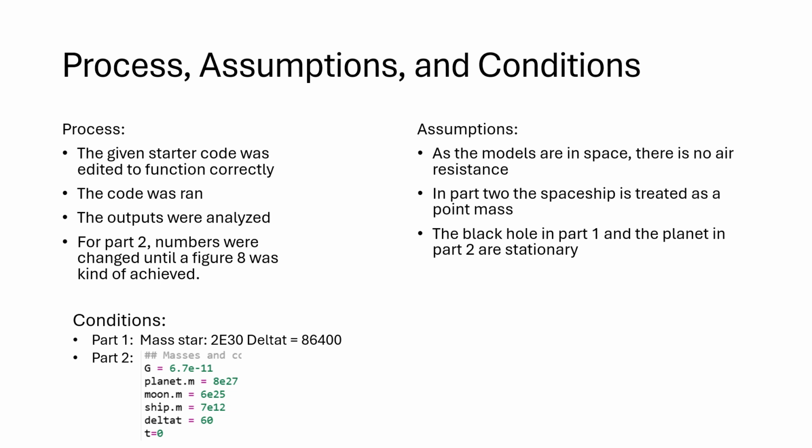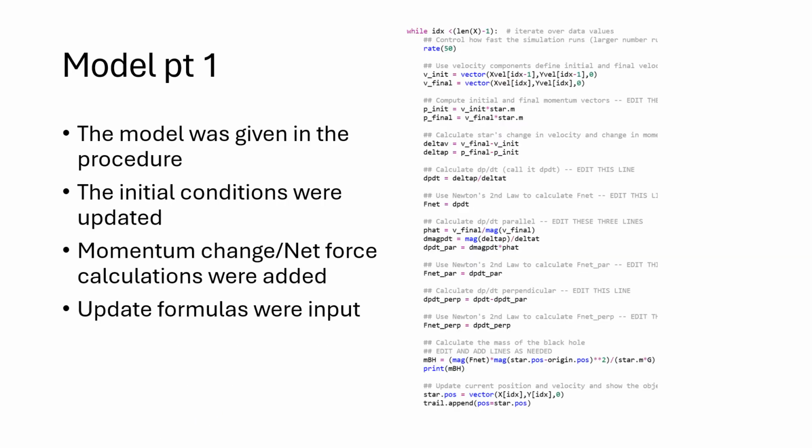Conditions. Part 1, the mass of the star was 2e30. The delta t was 86,400 seconds. Part 2, the planet mass was 8e27, the moon mass was 6e25, the ship mass was 7e12, delta t was 60, t was 0, VIX was 20,000, VIY was 30,000.